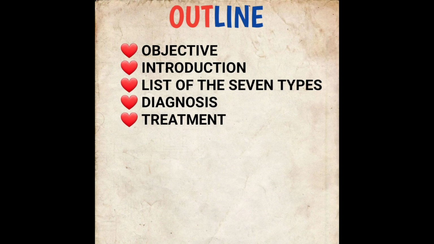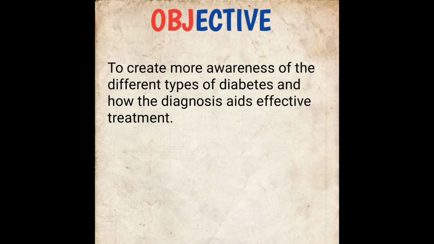The outline: objective, introduction, list of the 7 types of diabetes, diagnosis and treatment are all I shall be talking on. The objective: to create more awareness of the different types of diabetes and how the diagnosis aids effective treatment.